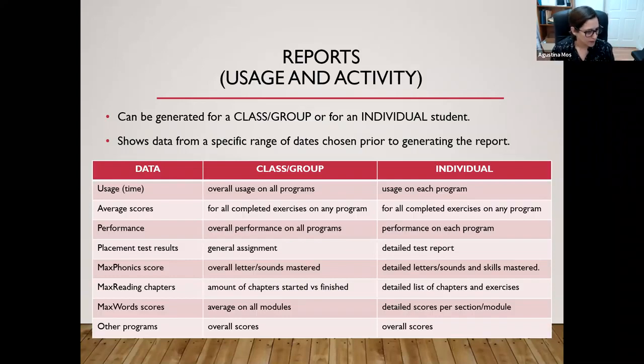So I see a question here. When pulling a report for only one day's work, is the average score for that one day or overall work completed? So when you pull up a report for one day, all of the data shown is within that one day that you choose. So it is overall work completed, but it's just things that were finished within that day that you're pulling.